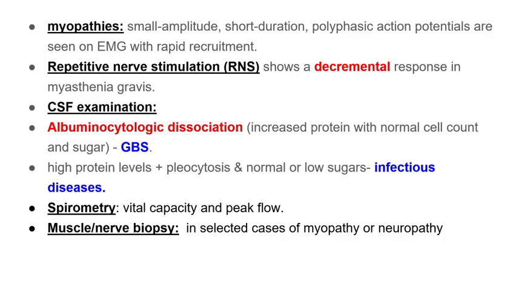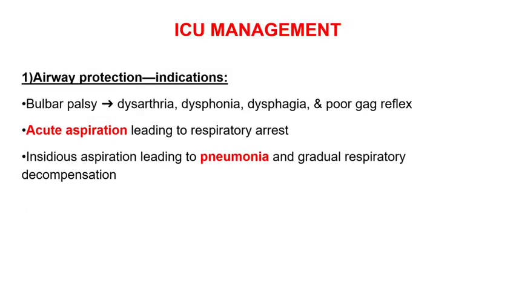Spirometry can be used to assess the vital capacity and the peak flow. Muscle or nerve biopsy in selected cases of myopathy or neuropathy. So, ICU management, airway protection. Indications will be bulbar palsy, dysarthria, dysphonia, dysphagia, and poor gag reflex. Acute aspiration leading to respiratory arrest. Insidious aspiration, which is microaspiration, leading to pneumonia and gradual respiratory decompensation.